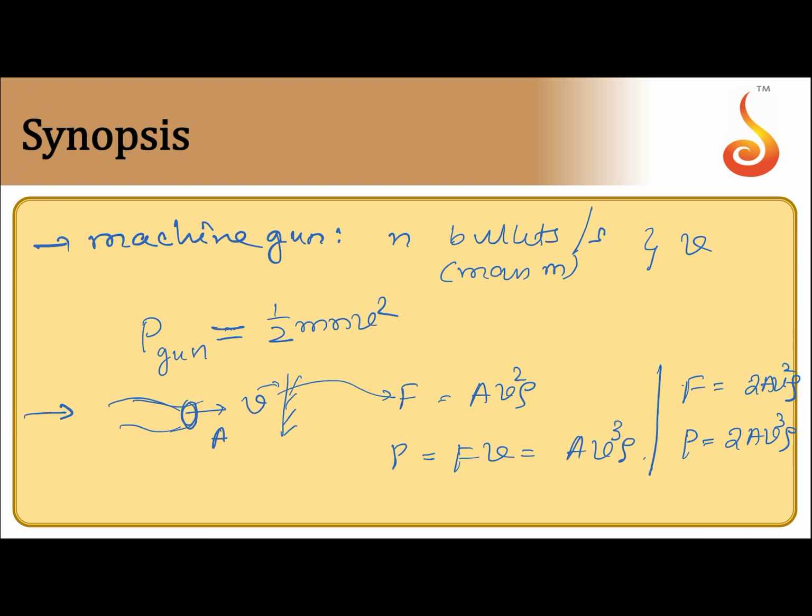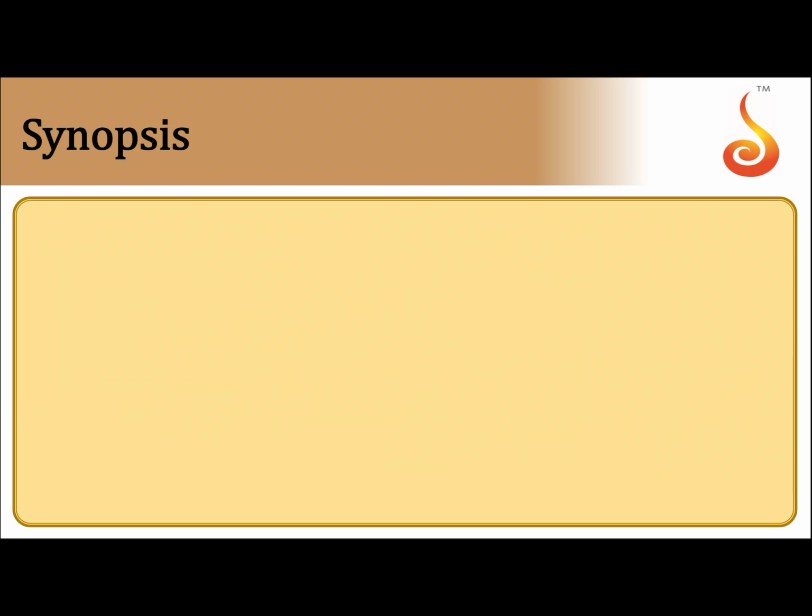So consider these two cases. The force exerted by the water on the wall is given by this expression, provided it does not rebound. In case it rebounds, then it is given by this expression. Now, in all these examples, remember in this chapter, most of the time we combine this idea with the idea of collision. That becomes very, very important.